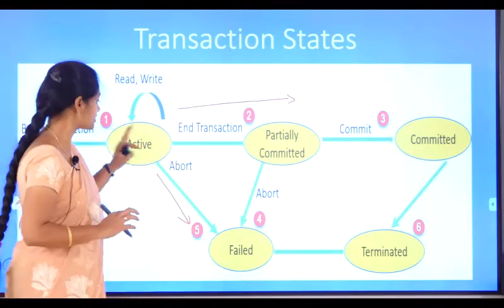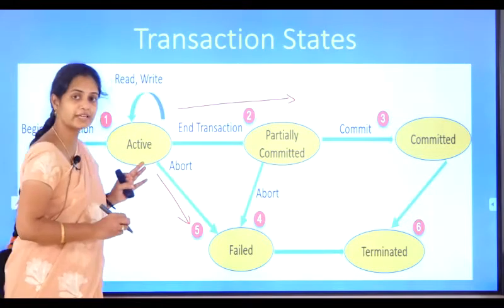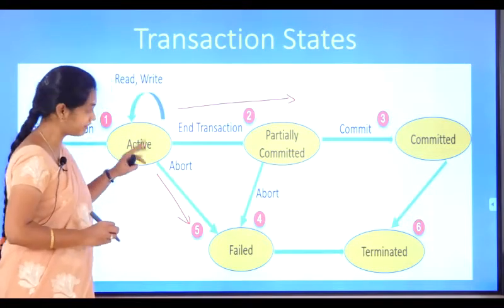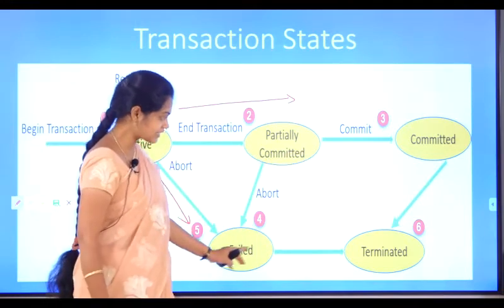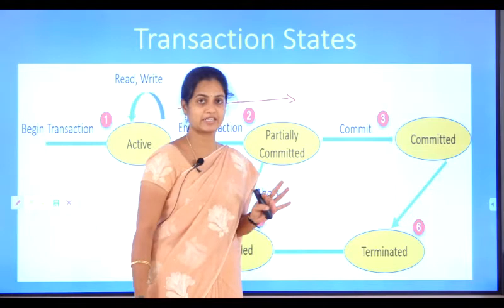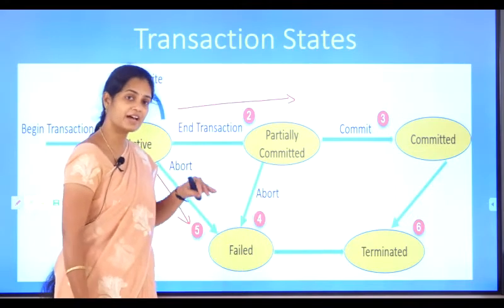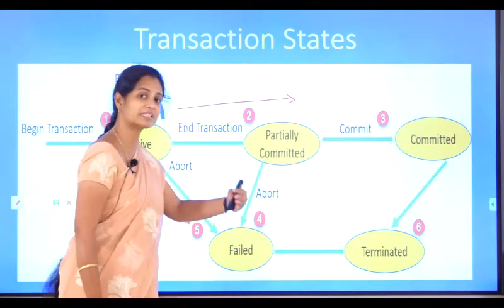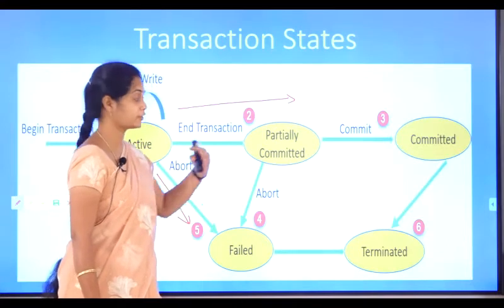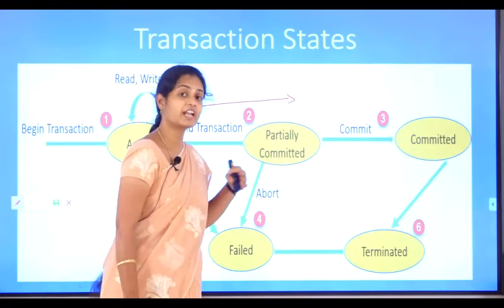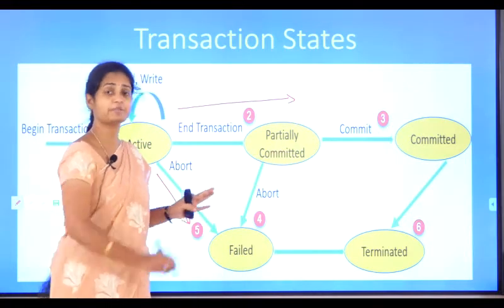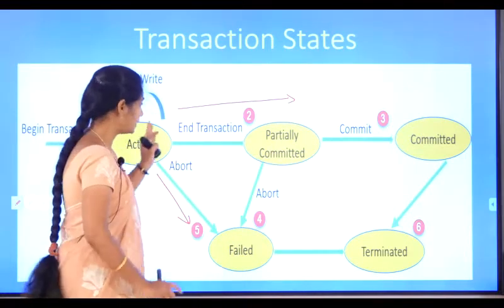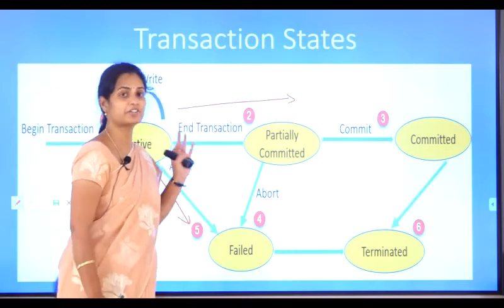So see here, how many states do we have? We have active, partially committed, committed, failed and terminated states. When a transaction is said to be started, or committed, or when a transaction can be in a termination state. Now we will see about each and every state in a transaction.